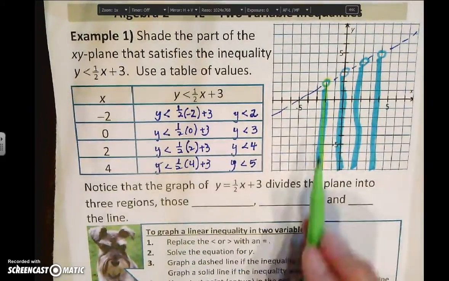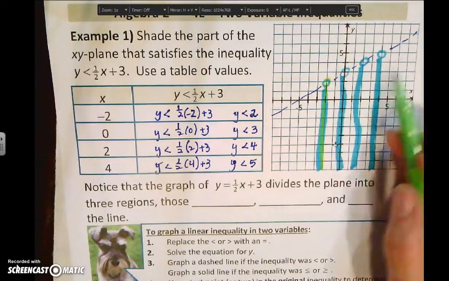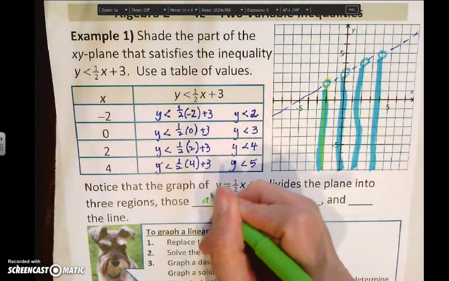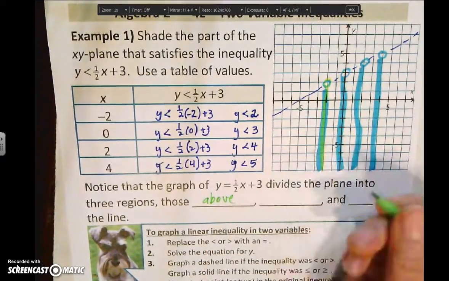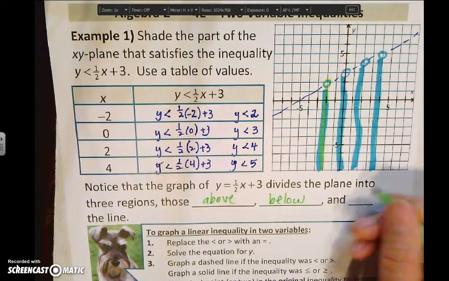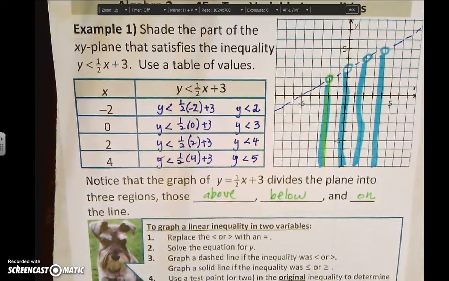So notice that the graph up here of y equals 1/2 x plus 3, the line itself splits the plane into 3 regions. Those above the line, those below the line, and the ones that are on the line itself. All right, so here are our steps.